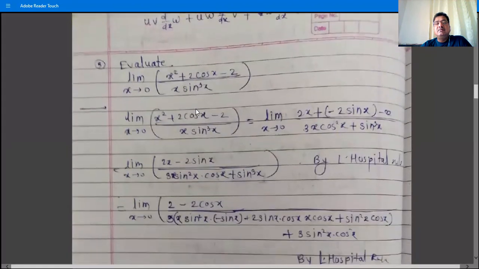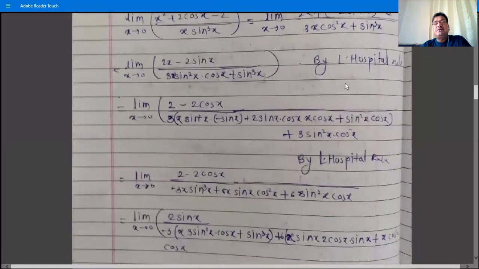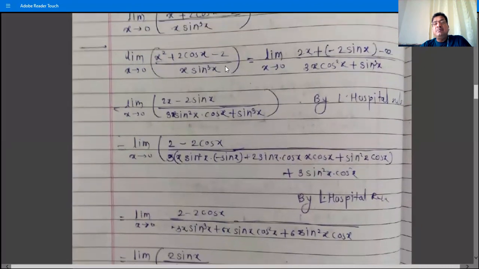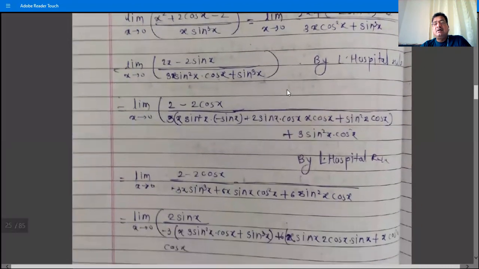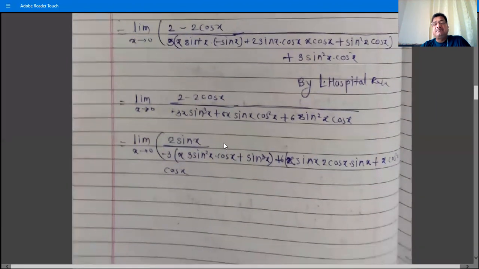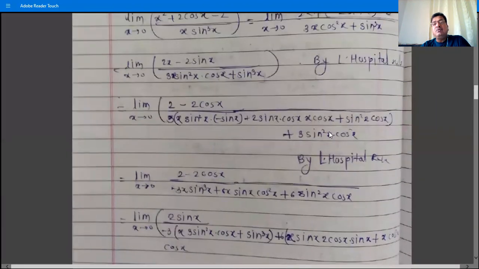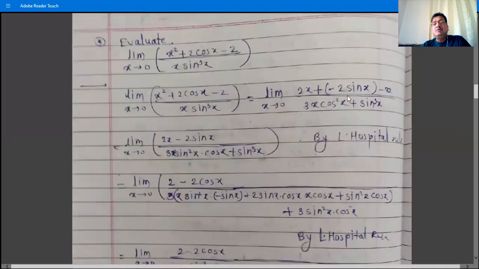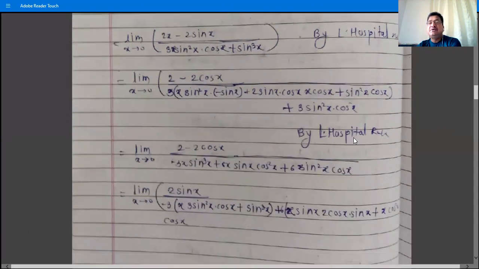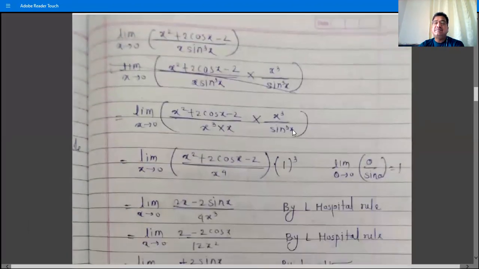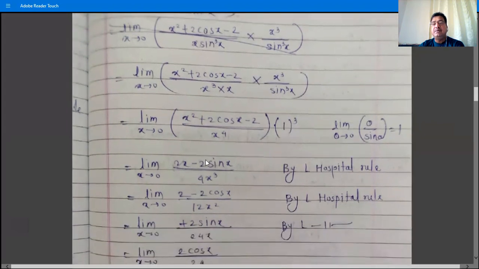If we directly apply the L'Hospital rule, then the derivative of x into sine cube x becomes complicated, and again the derivative becomes complicated. So don't directly use this L'Hospital rule. Some adjustment is there. So multiply by x cube and divide. So this sine cube x by x cube becomes 1 cube, the limit 1 cube, and therefore 1.